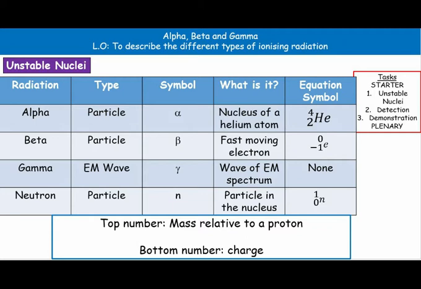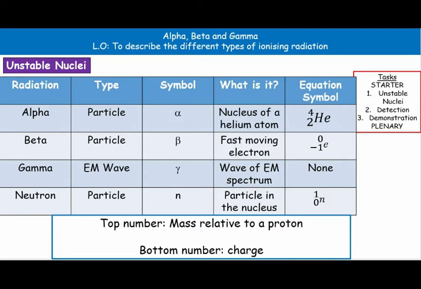This is one of the waves we will find on there. It doesn't actually have an equation symbol because it is just an electromagnetic wave, it's energy. The fourth and final one, the neutron, that is of course a particle. It's given the symbol of a lowercase n, and it's a particle we find in the nucleus.